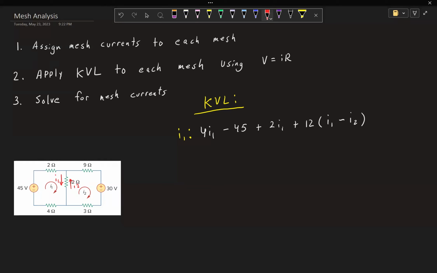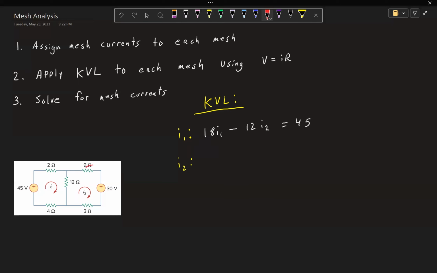So V equals IR, V equals 12 times I1 minus I2. And that all equals 0. Then we can just simplify this equation. So that's going to be our equation for the I1 mesh. Now we're just going to do the I2 mesh.